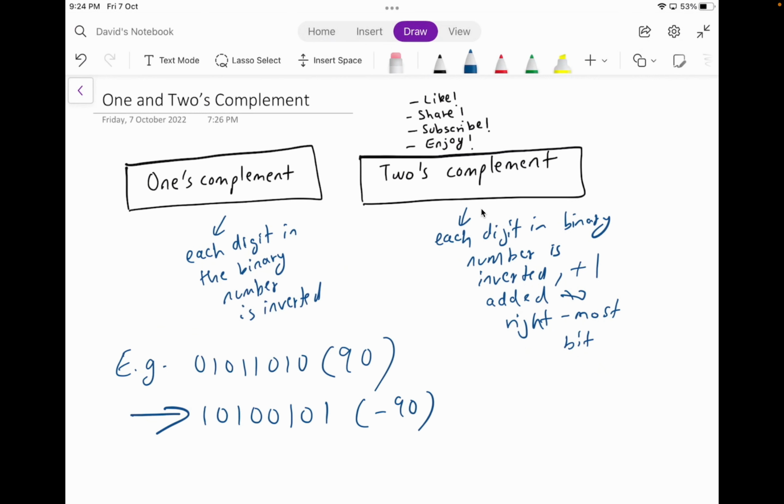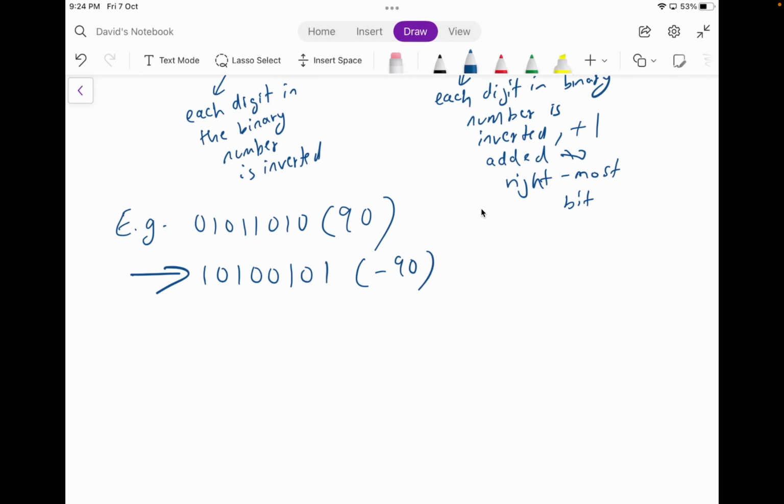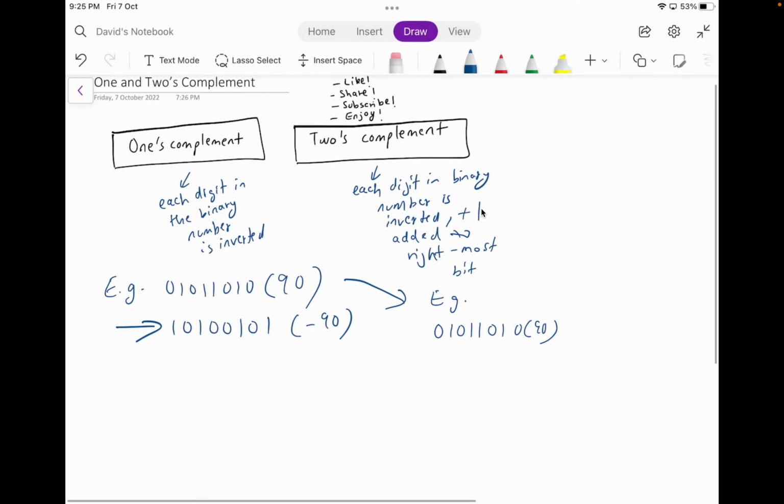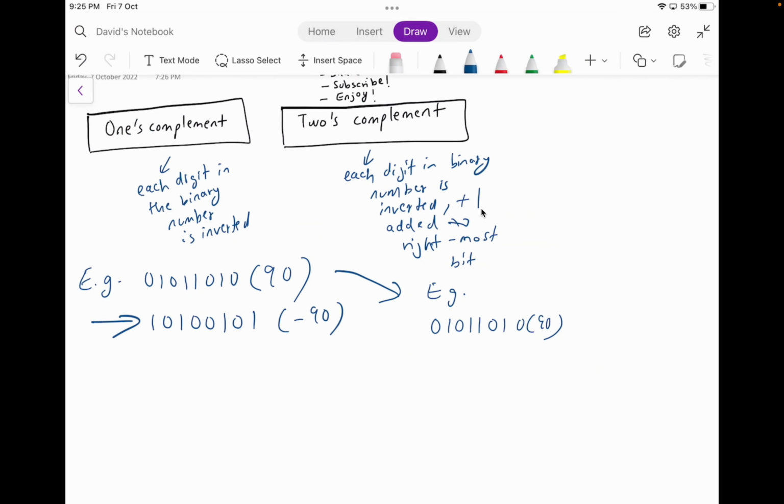bit. So what I mean by this is, let's take the same example for 2's complement. We're going to write 0101101010, that's 90. We know 90's value. What we're going to do is invert the digits, so that's 1010010101, minus 90. Now, using this value, we're just going to add a positive 1 to the rightmost bit. We're going to add 1 to the rightmost bit in order to convert it to 2's complement. So this is the question.